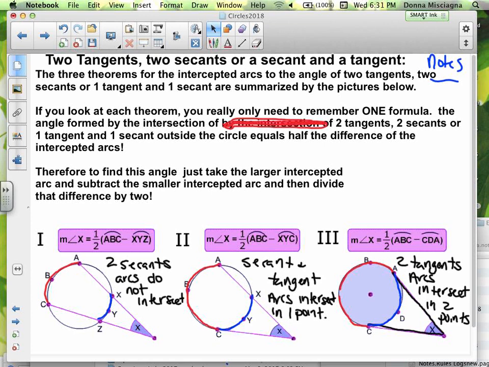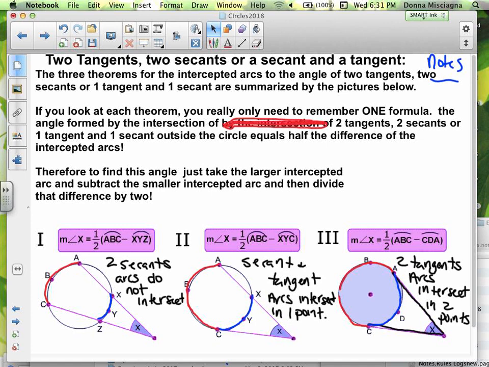Those two arcs take up the entire circle. I don't have to be given a whole lot of information to be able to work with that, because I already know one thing for sure. I know that that blue arc and that red arc add up to 360 degrees. So sometimes on two tangent problems, I'm not given a whole lot of information because we have ways to find that information, because those two arcs take up the whole circle. So you might have to do a little bit more on those problems.